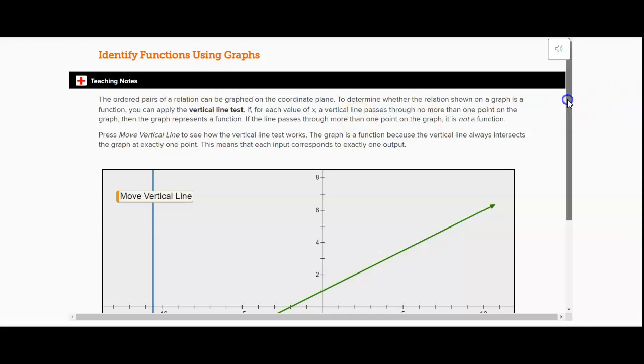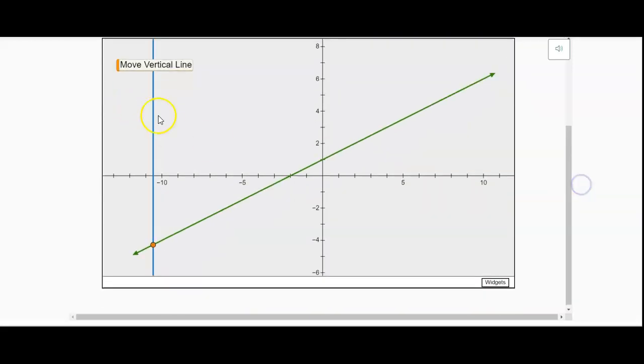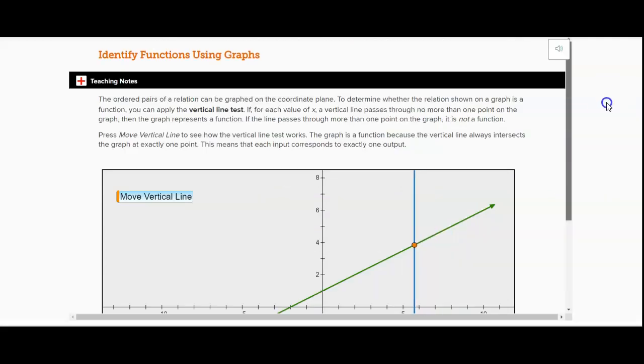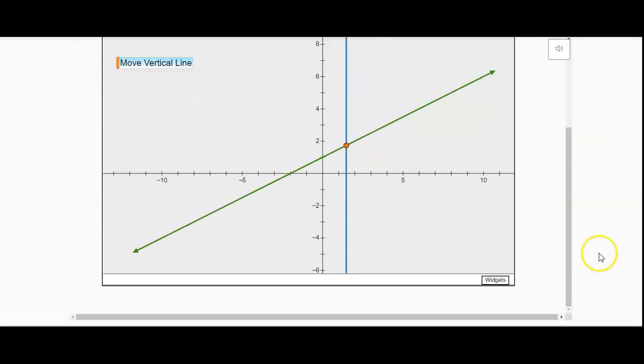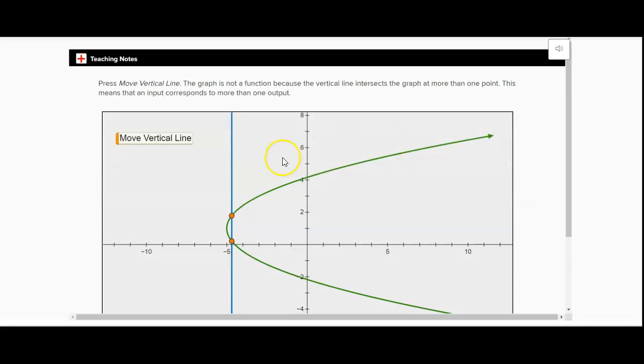So essentially, if I take this vertical line and move it anywhere, there it goes. Will this vertical line ever touch more than one point on this graph? And in this case, the answer is no. This vertical line will never touch more than one point on the graph. And because a vertical line will always only touch one point, that one is a function.